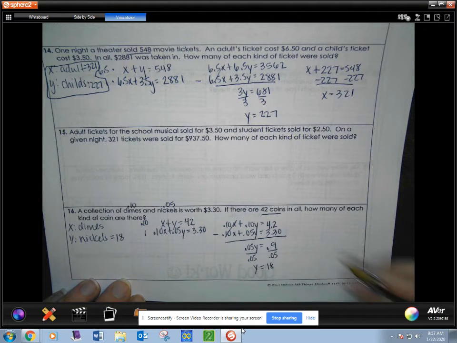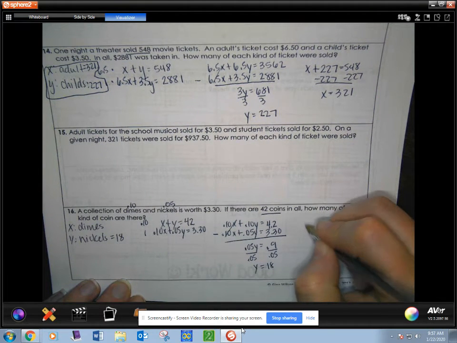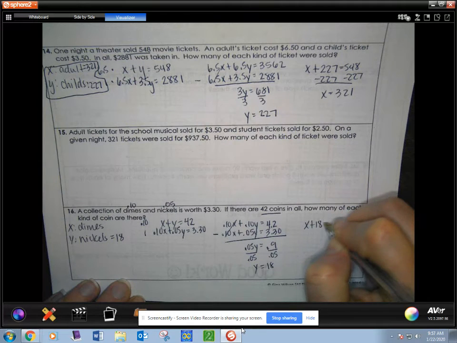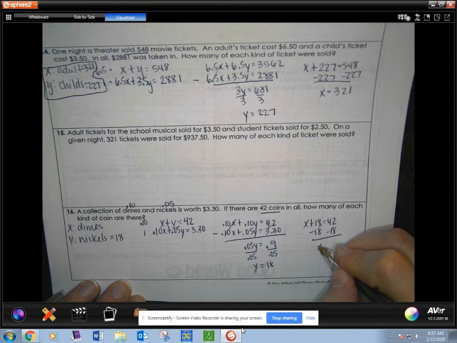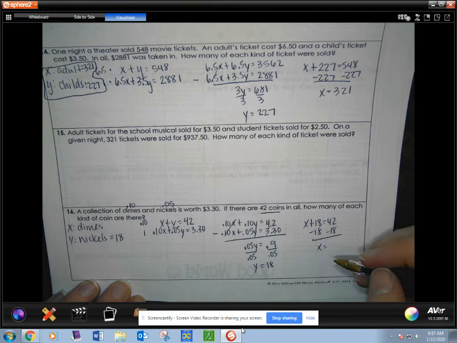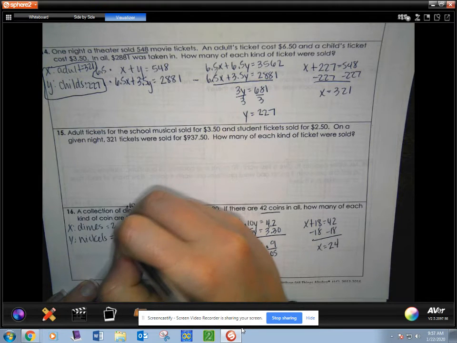To figure out how many dimes I have, I'm going to do x plus 18 equals 42. I subtract 18, and 42 minus 18 will give me 24. So I have 24 dimes.